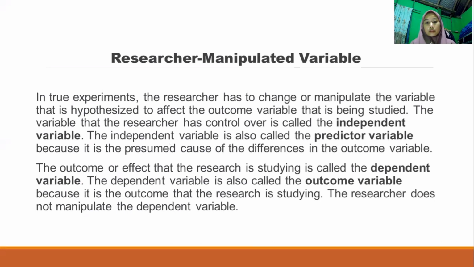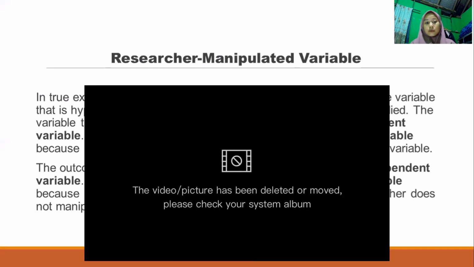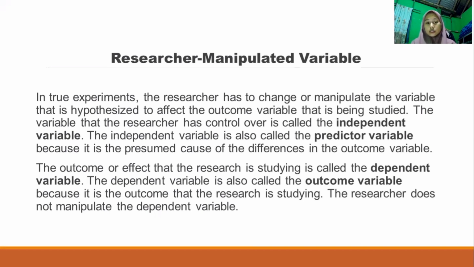The independent variable is also called the predictor variable because it is the presumed cause of the difference in the outcome variable. The outcome or effect that the researcher is studying is called the dependent variable. The dependent variable is also called the outcome variable because it is the outcome that the researcher is studying. The researcher does not manipulate the dependent variable.